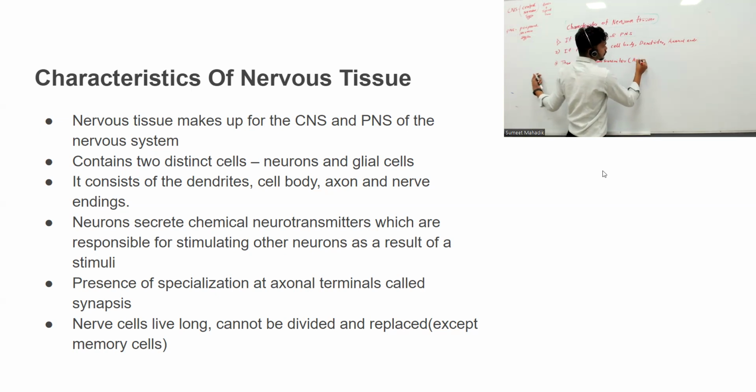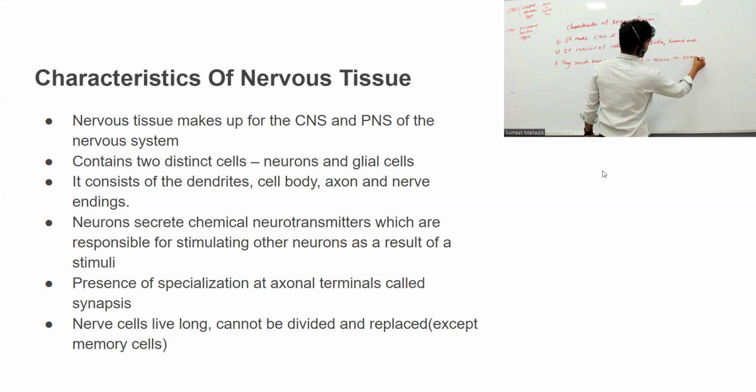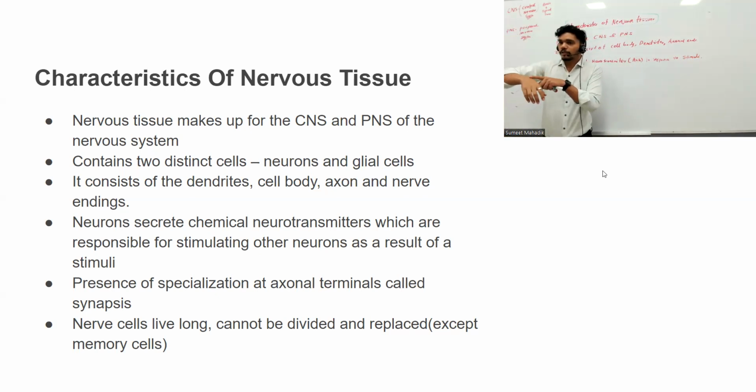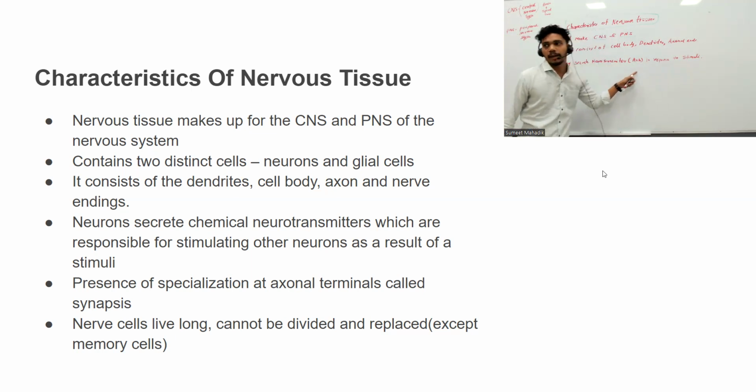Example: ACH in response to stimuli. Suppose a mosquito is biting on this hand. What will I do? I will shake this hand, right? So one neuron is responsible for giving information to my brain. One neuron, the motor neuron, gives the response to the muscle to do something. So according to the stimuli, it's happening.